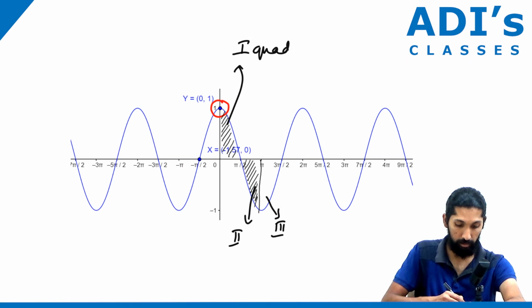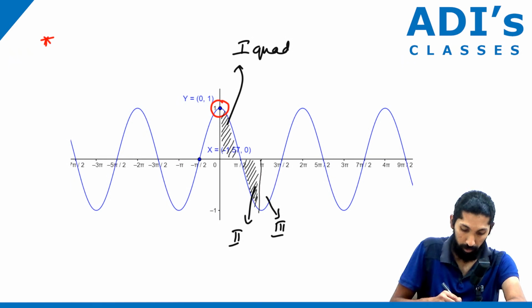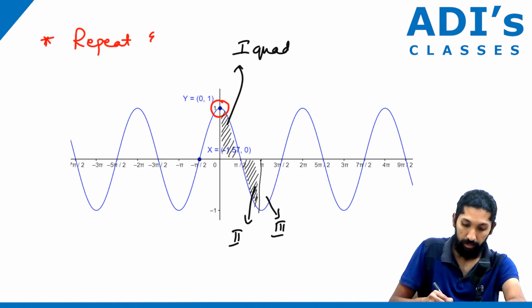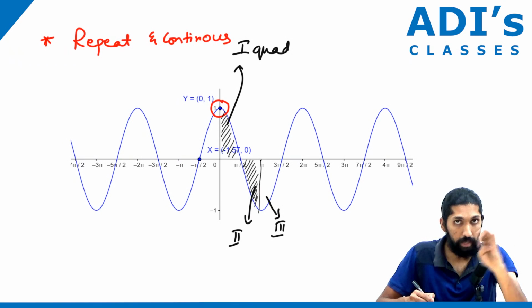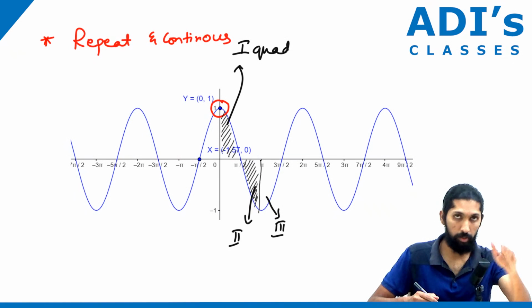Again, two things here. One is it's going to be repetitive and you can say continuous. The same thing goes for the sine curve also. It is continuous and repetitive. These are what we call harmonic functions, which you will learn about later.